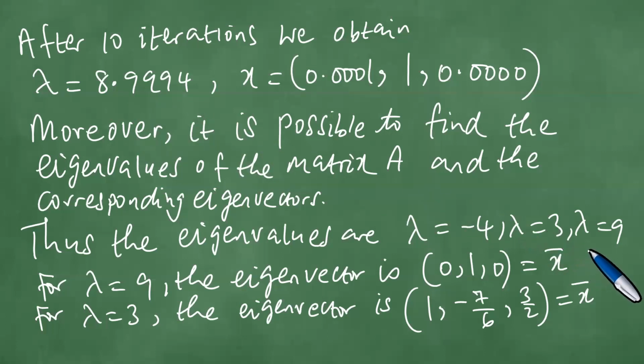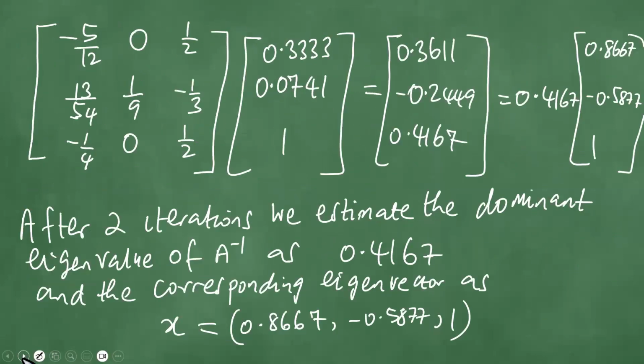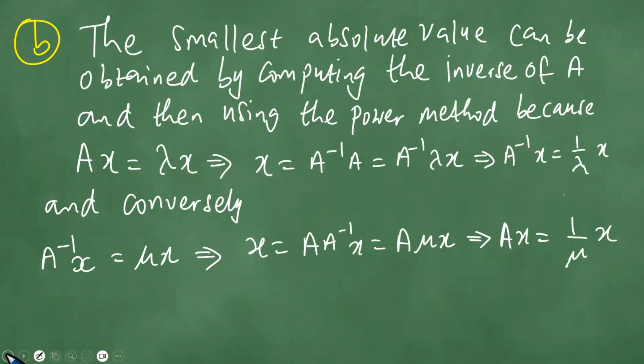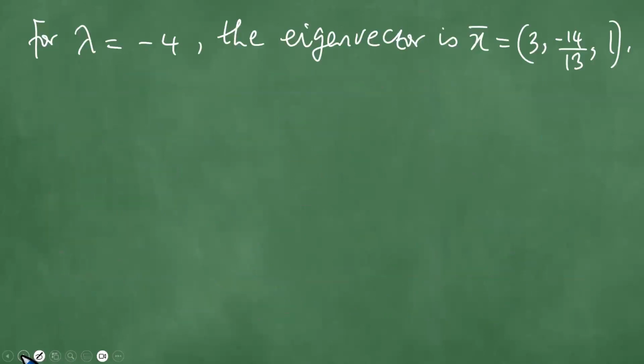So indeed the power method converges to the most dominant, but also if we're looking for the eigenvalue of least magnitude, absolute value rather, we are sure the power method also converges accordingly. We have seen also in part B that the eigenvalue is 2.4 of the least magnitude. It was closer to 3, because the three magnitudes here are 3, 4, and 9, and 3 is the smallest one. So the 2 point something was getting closer to 3. If you could do up to 10 iterations, you could get very close to 3. So indeed, the power method works wonderfully. It converges to the correct one.